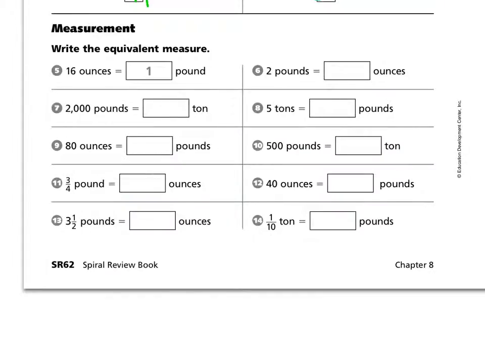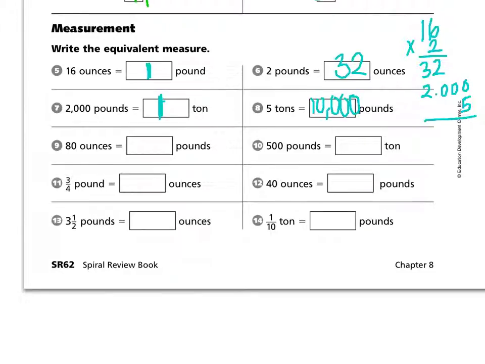Write the equivalent measurement. 16 ounces equals 1 pound. 2 pounds would be 16 times 2, which would be 32 ounces. 2,000 pounds equals 1 ton. 5 tons equals 2,000 times 5, which would be 10,000 pounds.